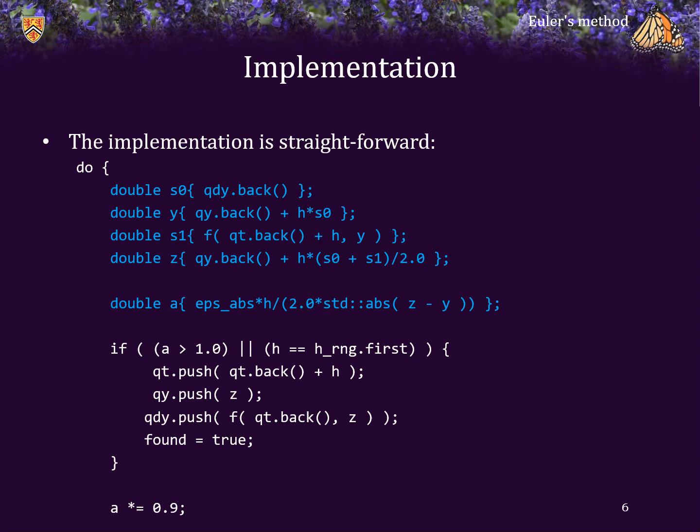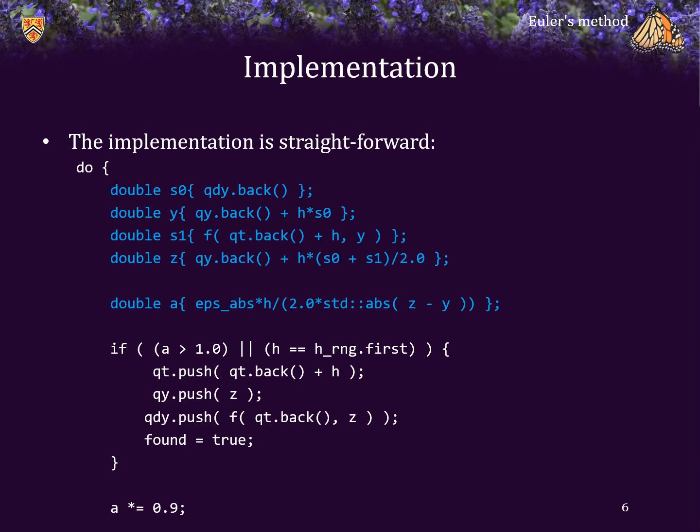We can now estimate the value of a, and if a is greater than 1 or h is already too small, so small that we can't make it any smaller, then we're going to use this value, and so we update the three q's.